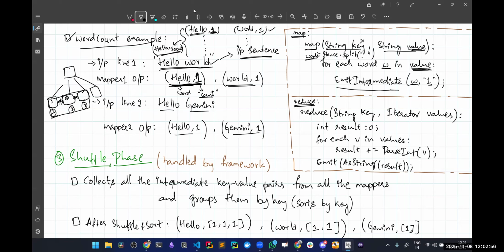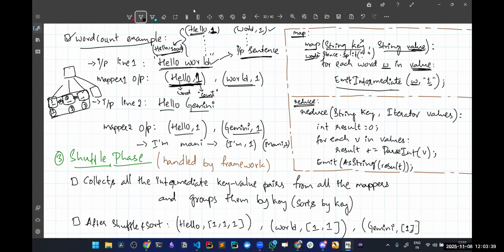Suppose my input is, I am money. Can you tell me, in another mapper, if this is my input, what would be the output of the mapper? Anyone? One for each word. I comma 1, am comma 1, and money comma 1, right. So this happens on every single node for all the input that we are giving.